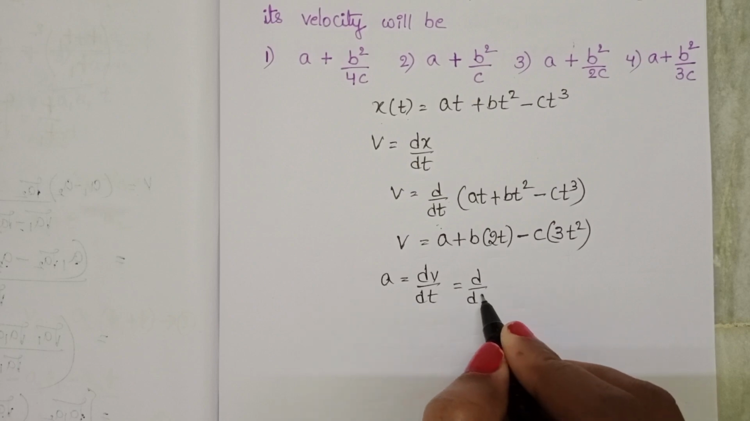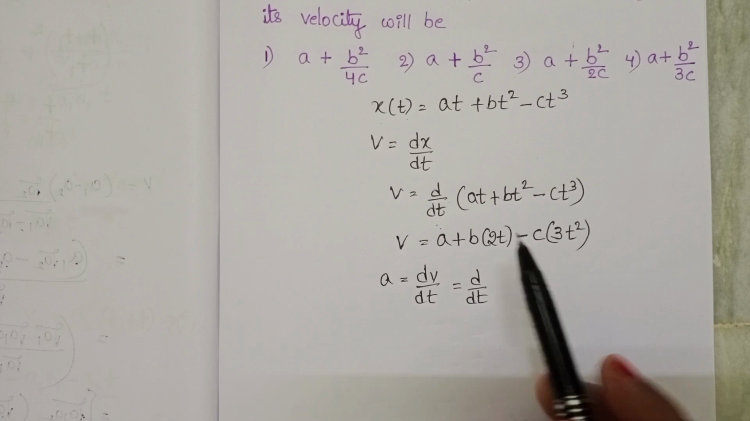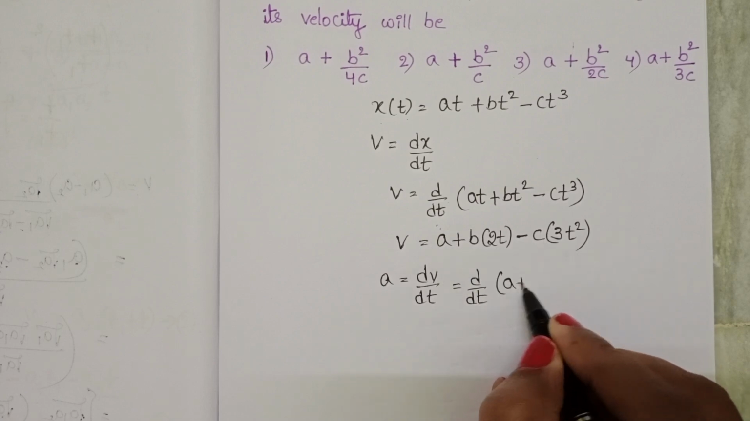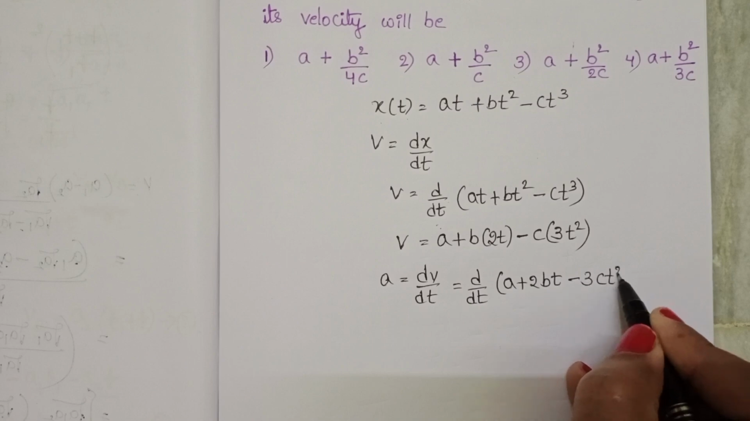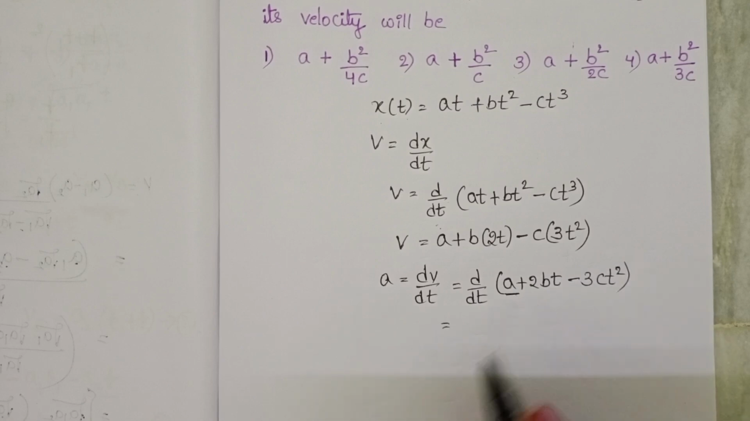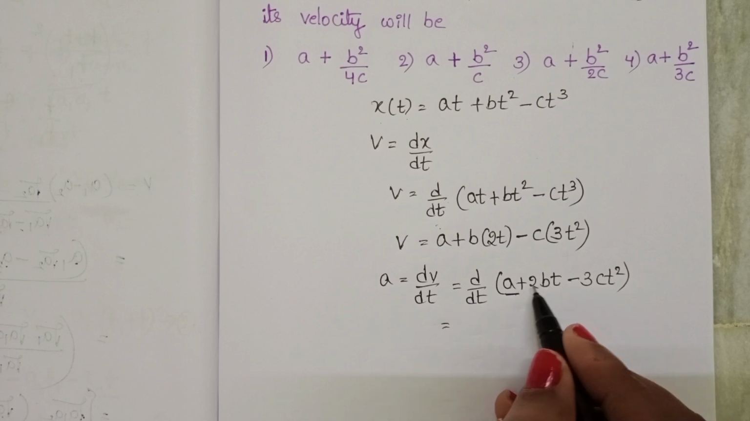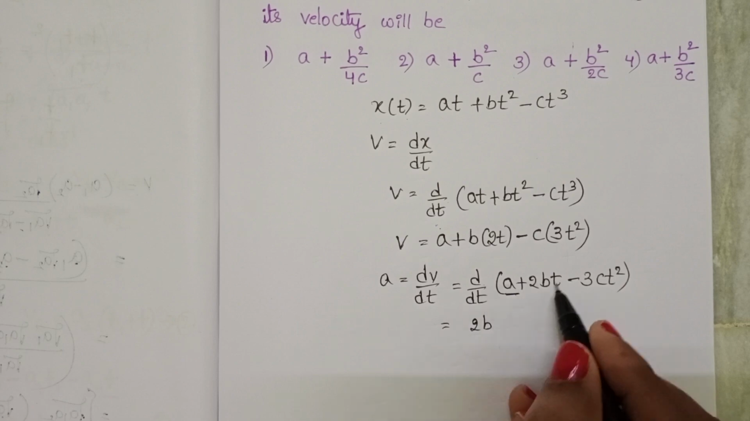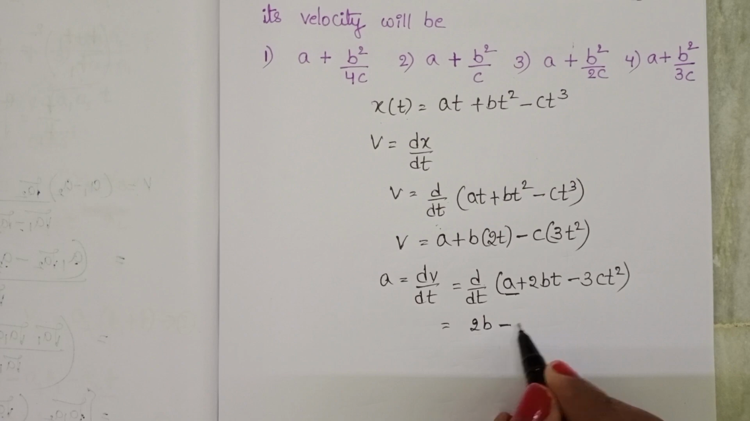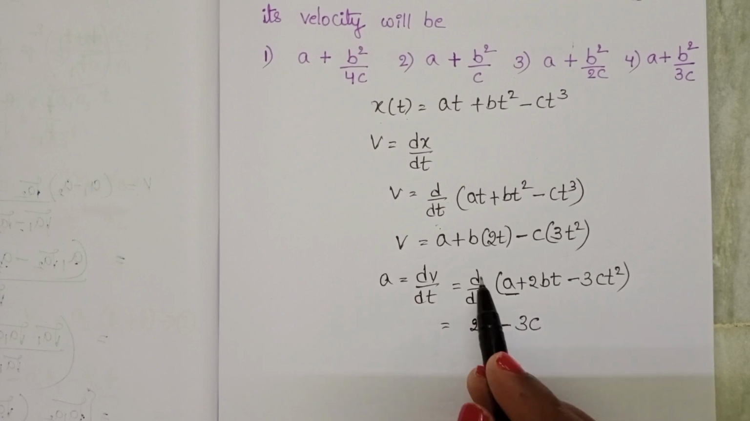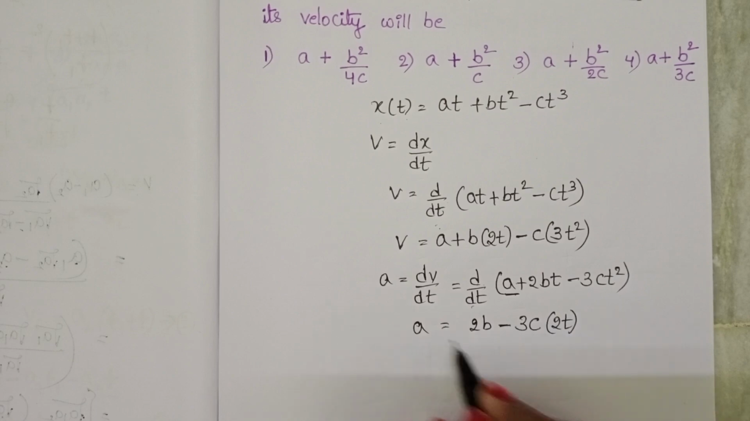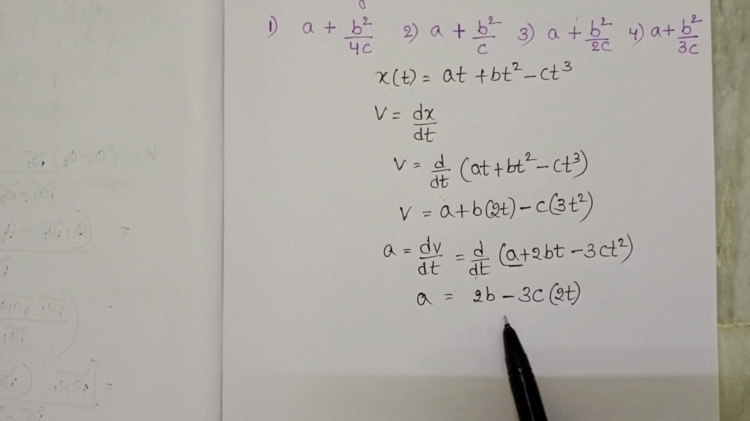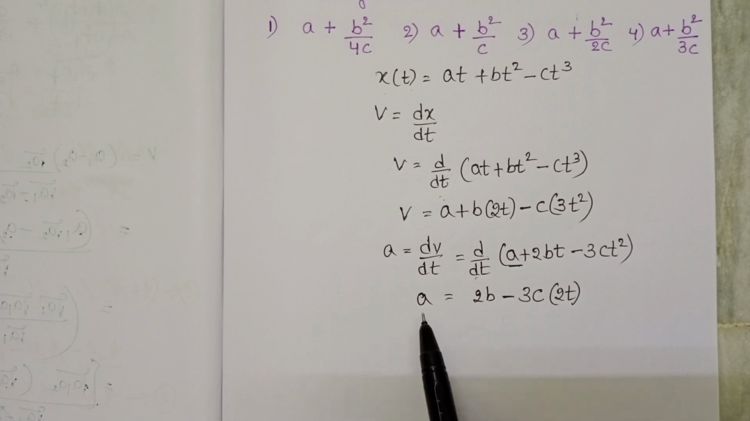Differentiate velocity with respect to time: a plus 2bt minus 3ct squared. Differentiation of a constant is 0, and 2b is constant, so dt by dt is equal to 1. Minus 3c into d by dt of t squared, which is 2t. This is acceleration. We have to find the velocity when the acceleration of the particle is 0.